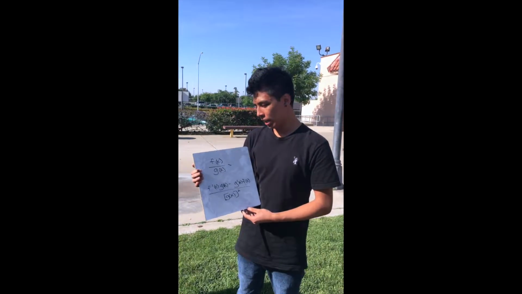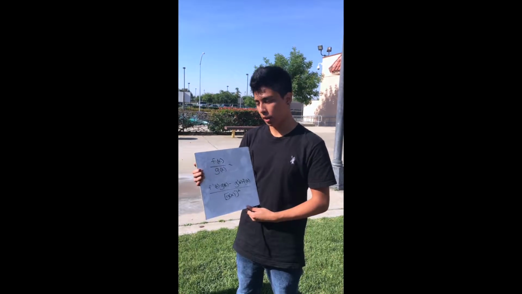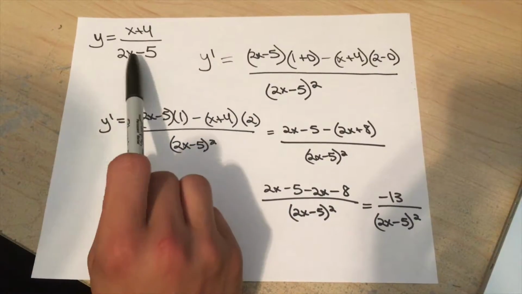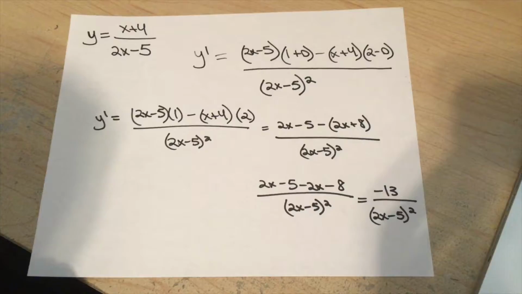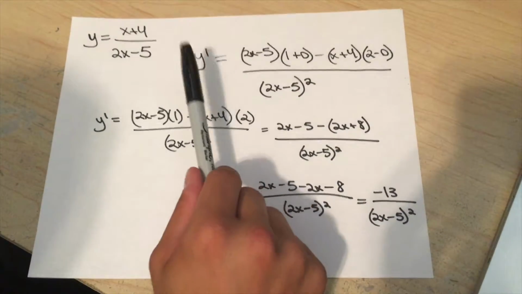Alright, so to use the quotient rule, you take the derivative of the numerator and multiply it by the denominator, and then you subtract the derivative of the denominator multiplied by the numerator, and then you take the denominator squared. So the equation is x plus 4 over 2x minus 5. And to find the derivative, the best method would be using the quotient rule.